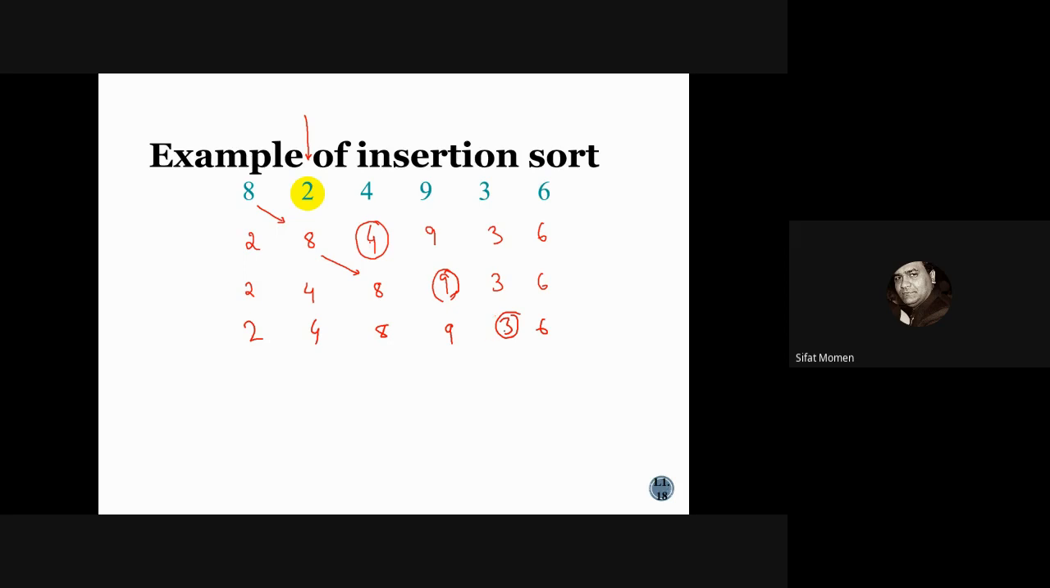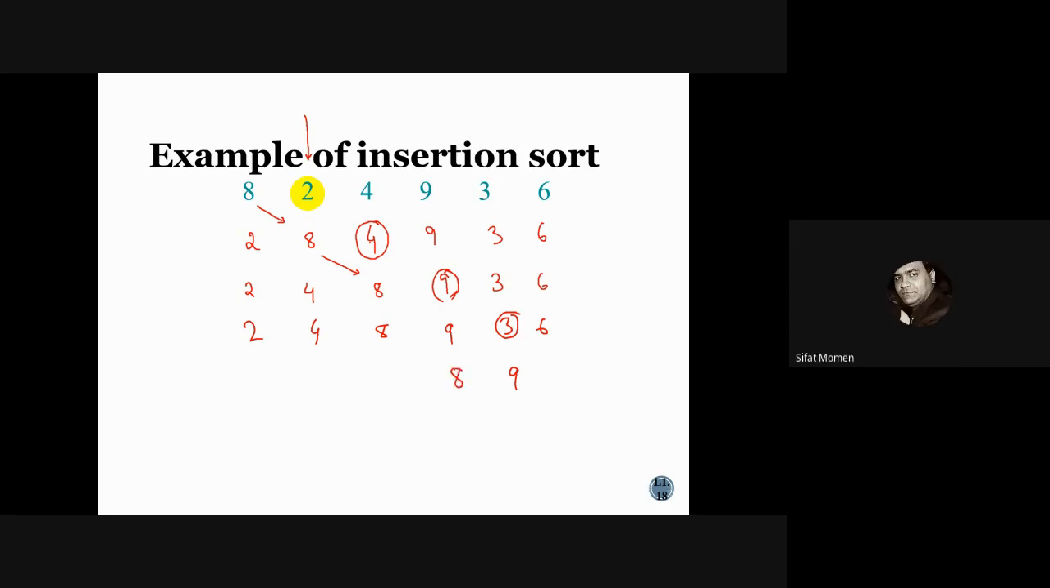Let's compare 3 with the one before it, 9. Is 9 larger than 3? Yes, sir. Okay, so I'll shift the 9 one unit to the right, so 9 will go here. Then I compare 8 with 3. Is 8 larger than 3? Yes, sir. So I'm going to shift the 8 one unit to the right.